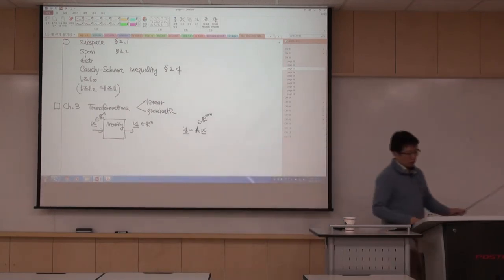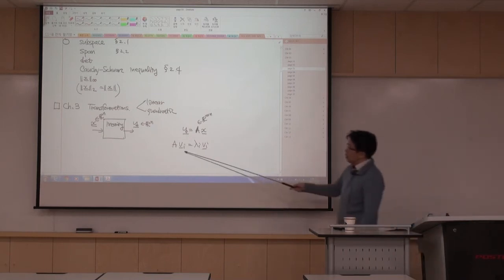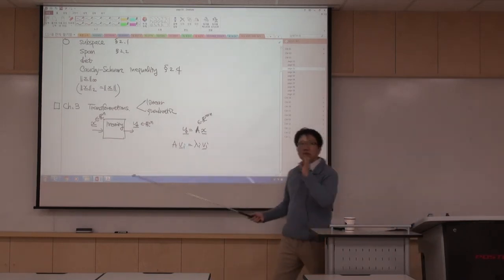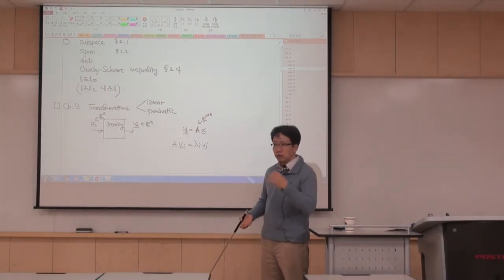Eigenvectors of this matrix. So you find some vector V that satisfies this one. What does this mean? Now view this one. Probably you have done it already, or now you start to do it.